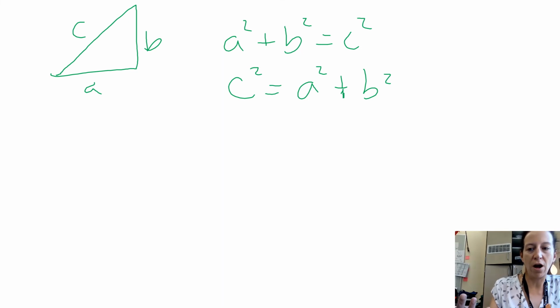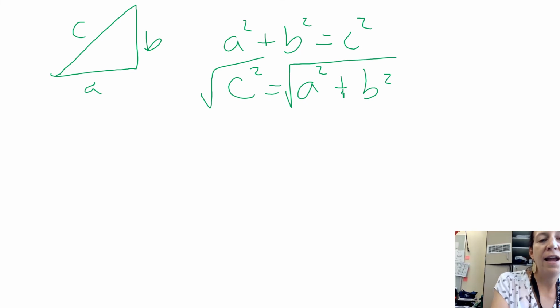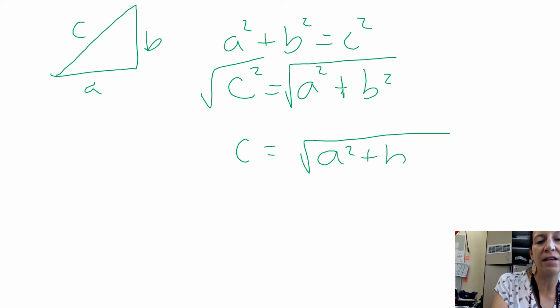And then to undo squaring, we square root. So we would take the square root of both sides, and the square root of C squared is just C. And what you see there is essentially the distance formula. It's just like a sanitized version.